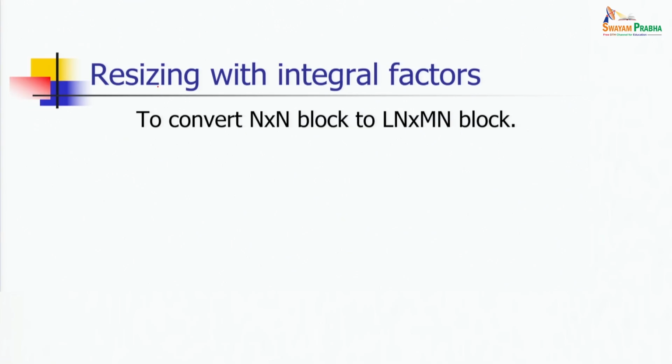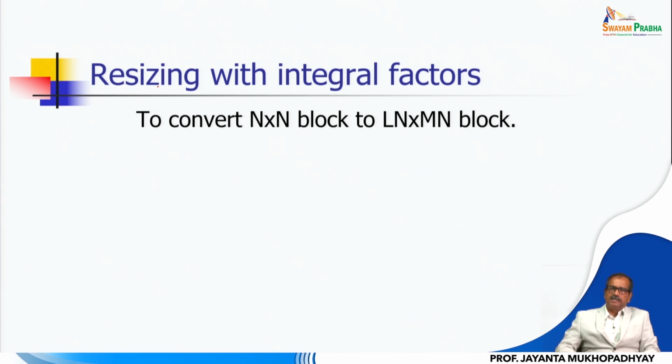Now this we have discussed with respect to certain resizing operations of specified factors, particularly of factor 2. That means for image halving, sizes are reduced by factor 2 in both dimensions, and for image doubling, sizes are increased by factor 2. But what about resizing with integral factors, which means I can convert an n cross n block to an Ln cross Mn block, which means along the direction of columns it would be a factor L, and along the direction of rows it will be a factor M.